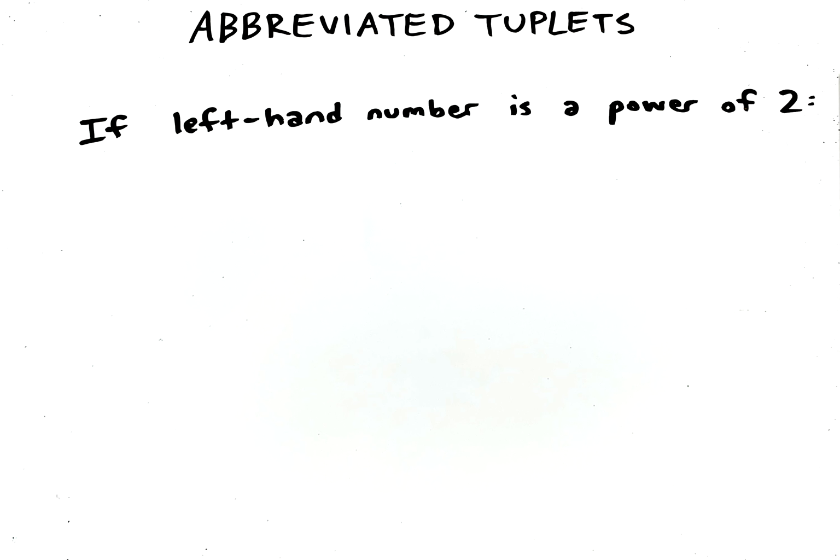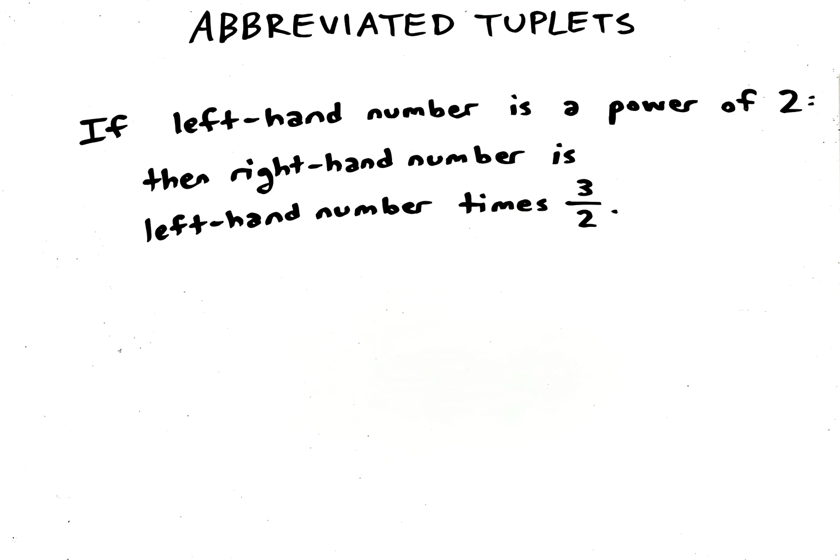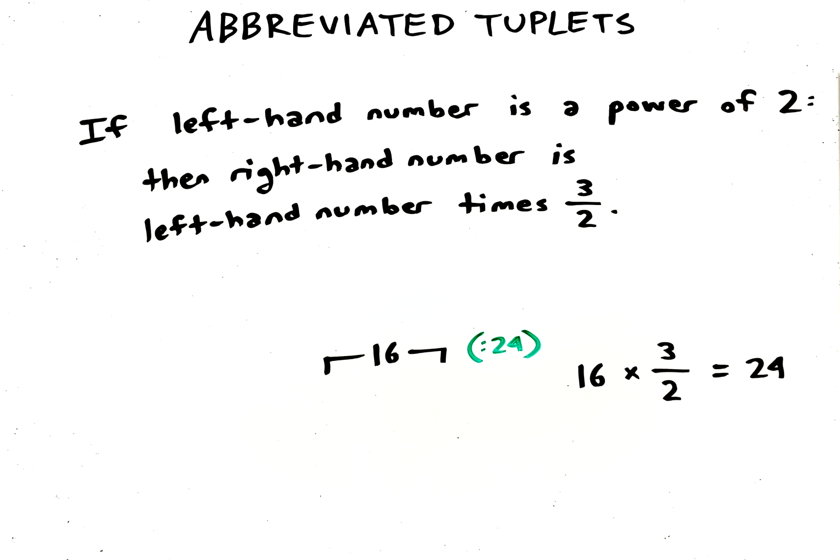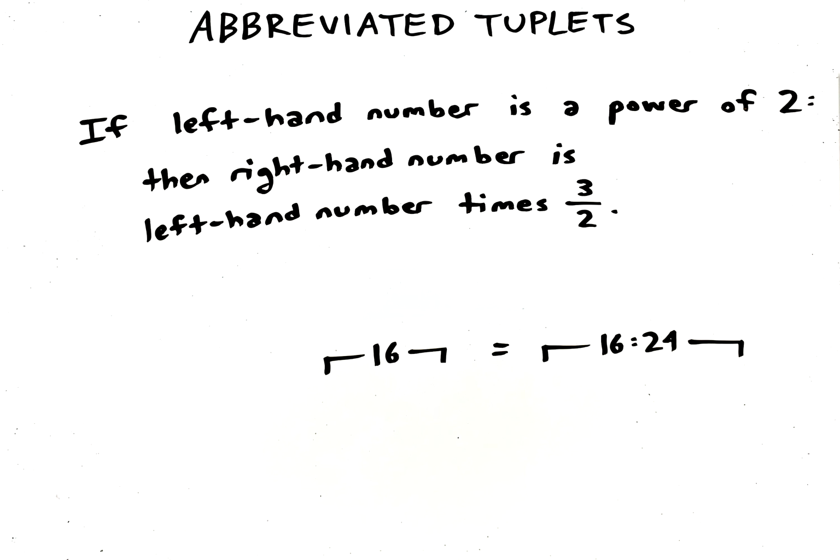Now, there's a simple method for figuring out what the hidden right-hand number is. If the left-hand number is a power of 2, then the right-hand number is simply the left-hand number times 3 halves. So, if you see a tuplet with only a 16, just multiply 16 by 3 halves. That gives you 24. So you know the hidden number is 24.